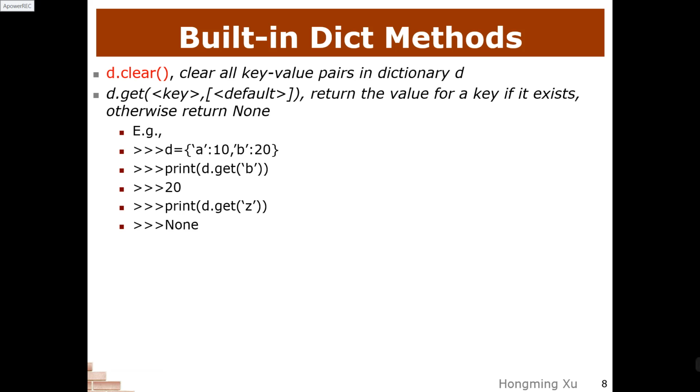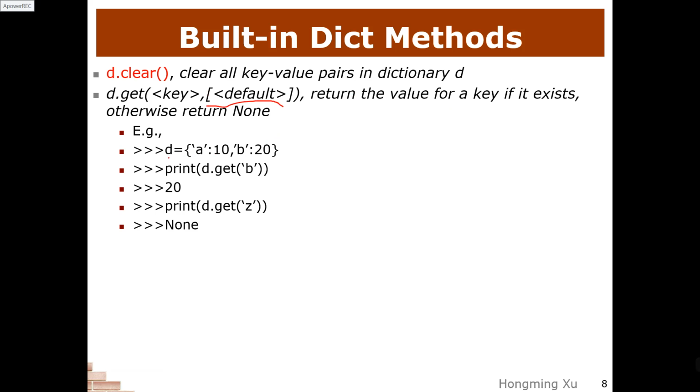Also, there are many Python built-in dictionary methods provided to the user to handle dictionaries. For example, the first one I show here, the clear function, is used to clear all the key-value pairs in the dictionary. And the get function, get key, returns the value for the key if the key exists. Otherwise, it returns None. We can also add a default value, which means if there is no such key inside this dictionary, it will return the default value instead of the None value.